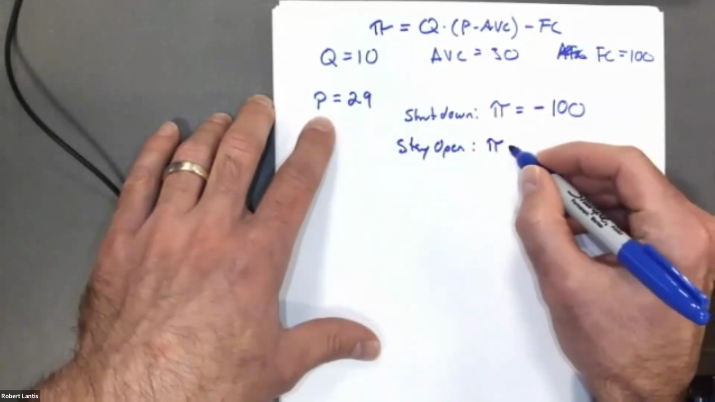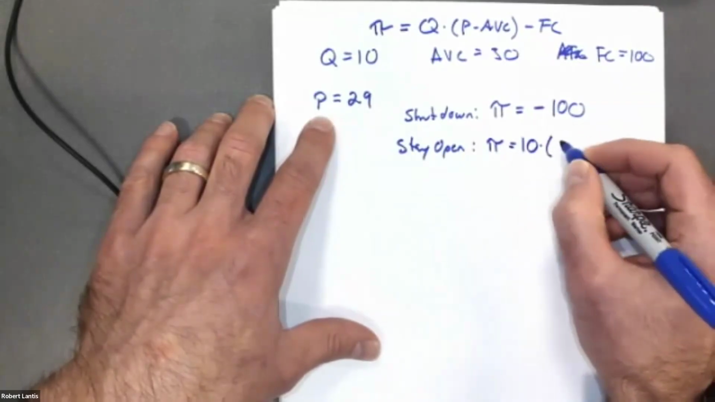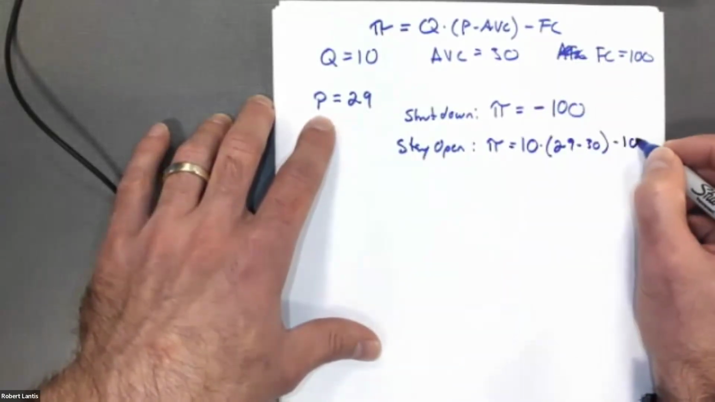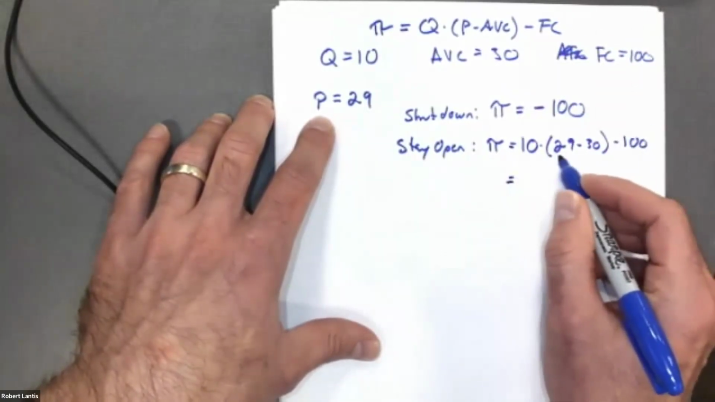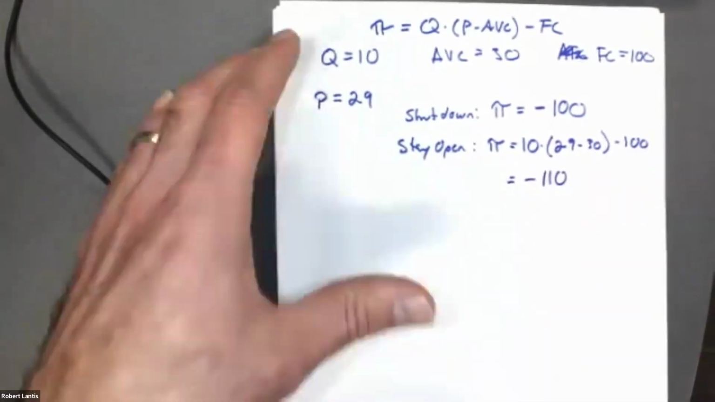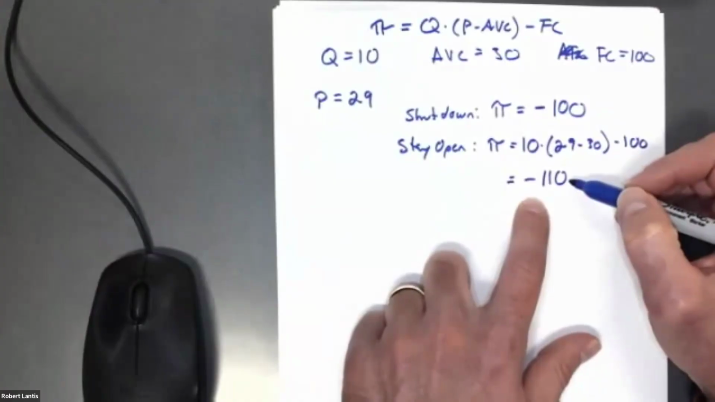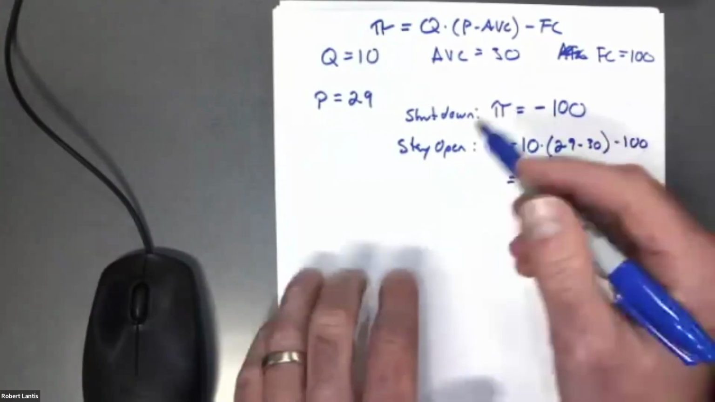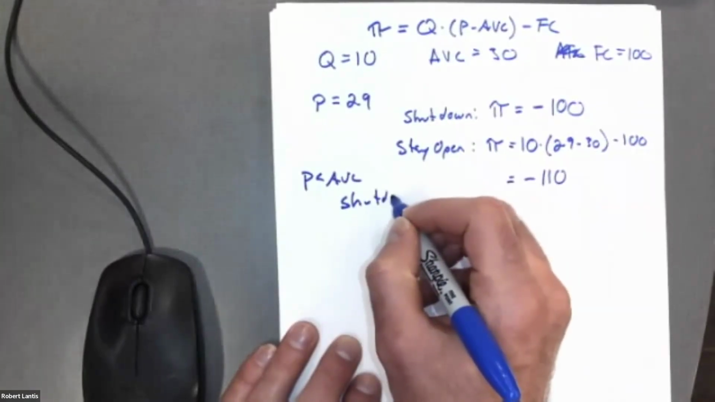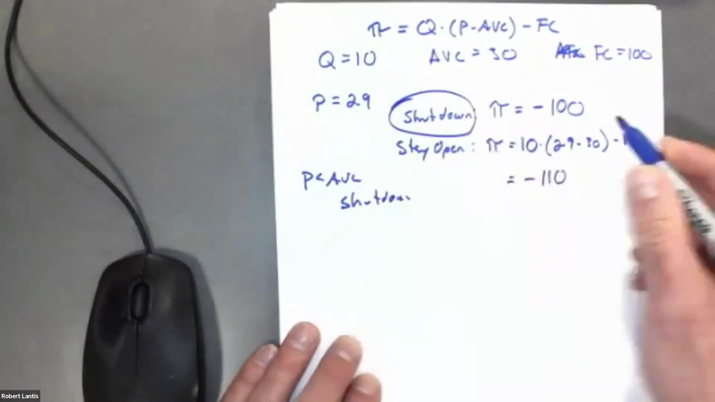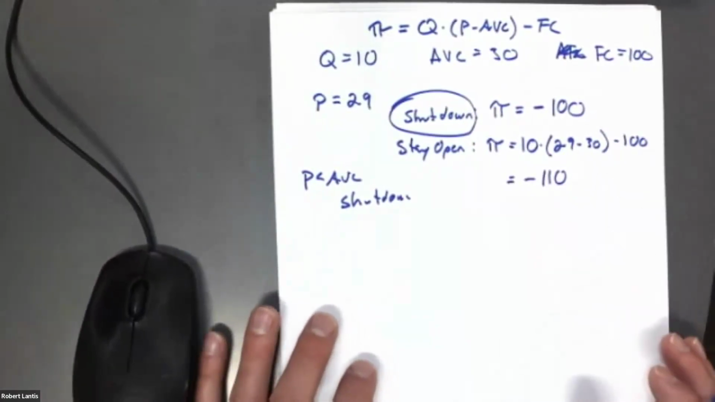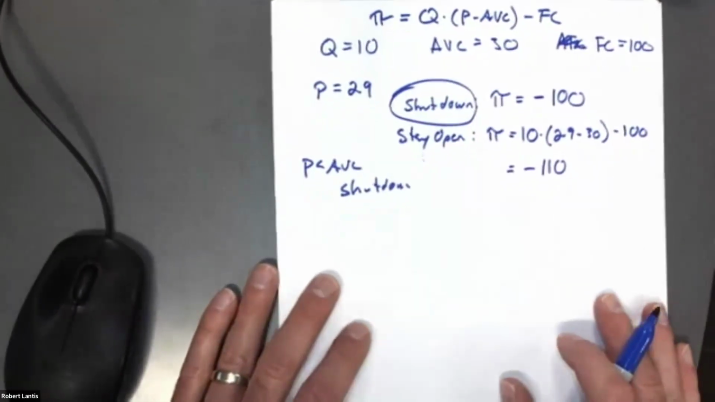What would profits be if I stay open? 10 times the difference of 29 minus 30, and then I still have these negative 100 fixed costs. So this would be one time negative, so negative 110. They're not a lot lower, but my profits are lower here if I stay open. Price was below average variable cost, so I should choose to shut down. Sure enough, that's where my profits are a little bit higher. They're still negative, but I'm minimizing my losses.